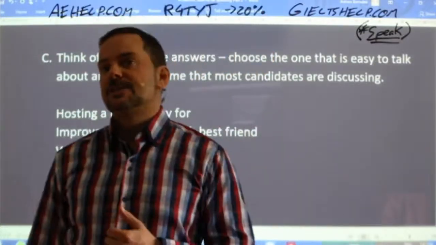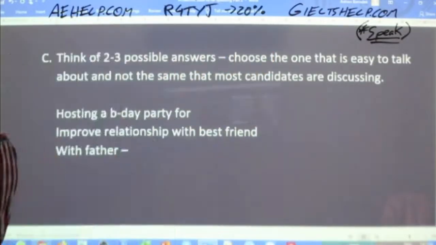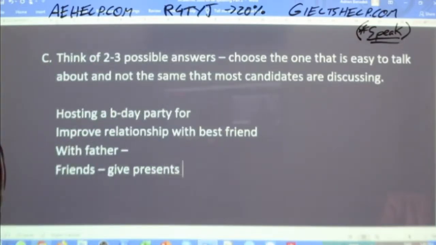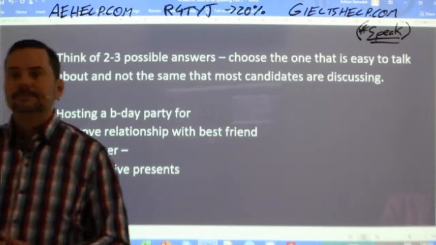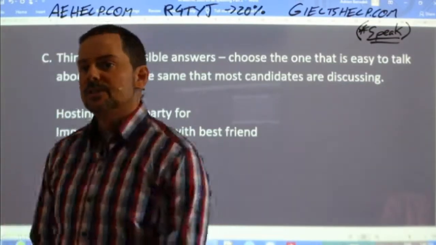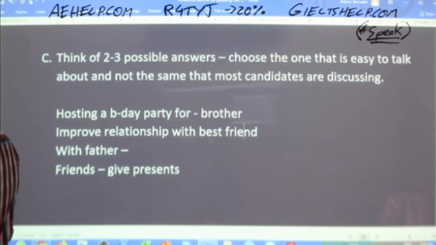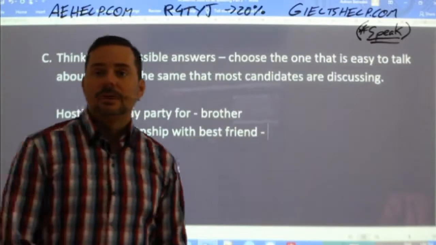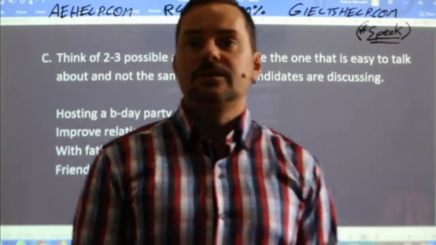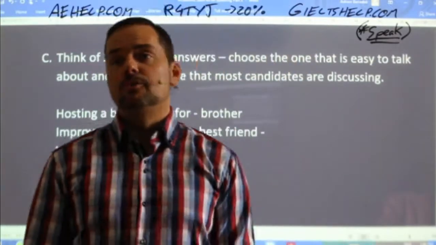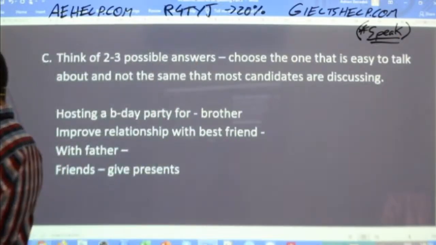Okay, Rajveer says, friends give presents. All right. Roshni says party for brother, hosting B-Day party for brother. Okay. Elena, what's your idea to improve your relationship with your friends? Okay, Madhu says plan a trip to new places with friends. Okay.